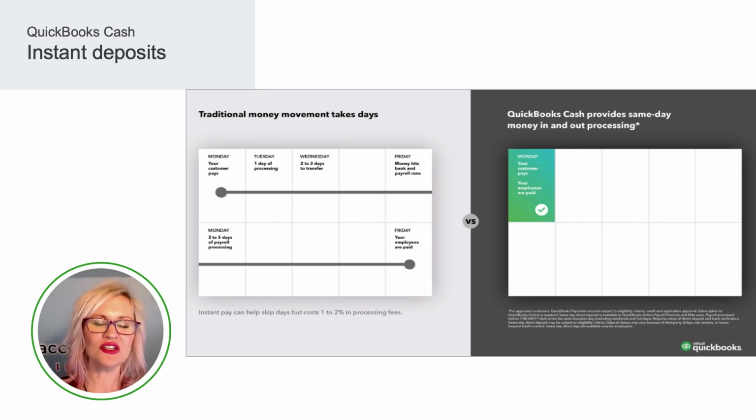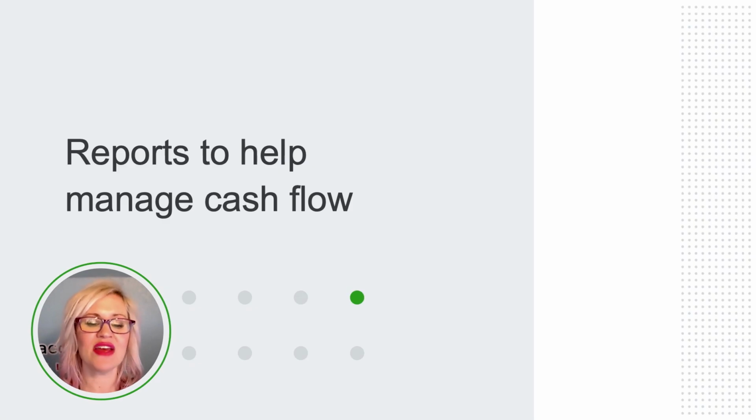The other thing that has become part of this QuickBooks Cash account is having instant deposits. Now, there is an additional 1% fee that is associated with having instant access. But instead of having this very slow, delayed 5-day deposit, you can actually have instant access to those invoices that you've received a payment from that very same day. So that's a really cool thing I wanted to point out.